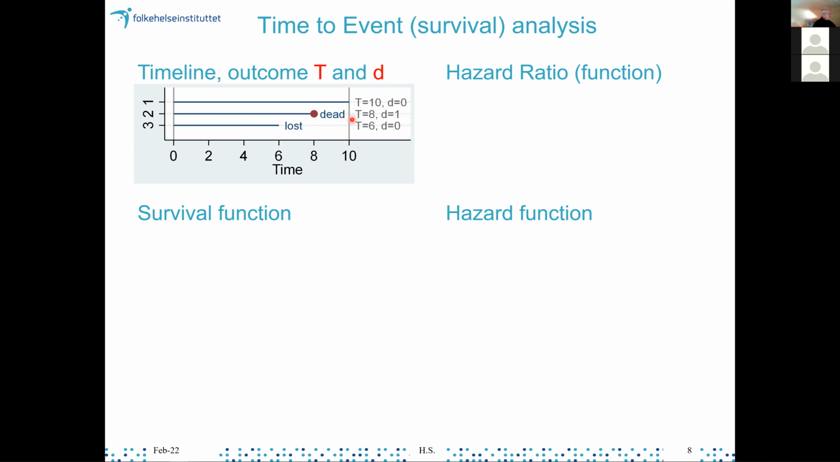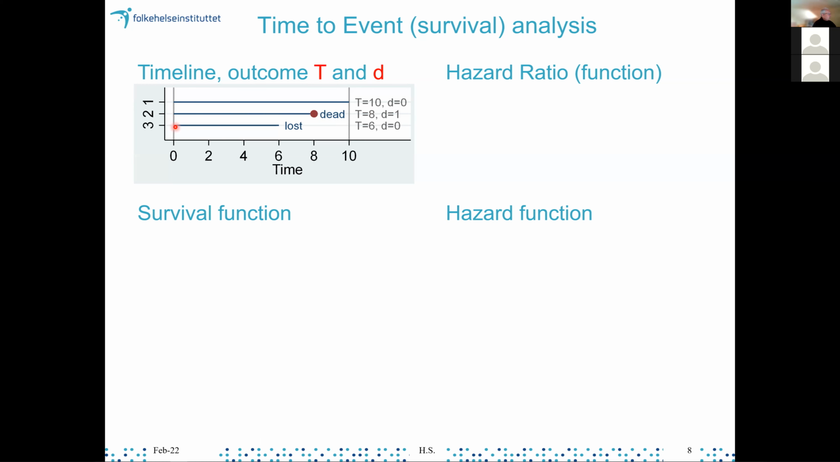I often like to make a plot of the timelines. So here I have just 3 different people. The first one entered at the start and stayed until the end. He will have a time of 10 years and a death indicator of 0. This one started at the beginning and was followed until 8 years. So his t is 8 years and the death indicator is 1.